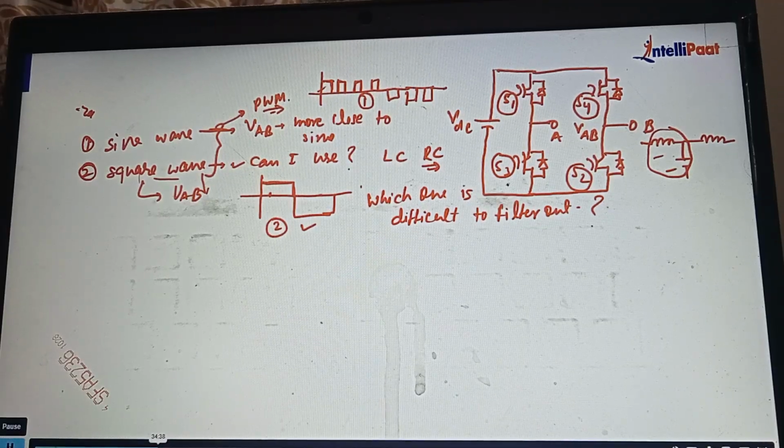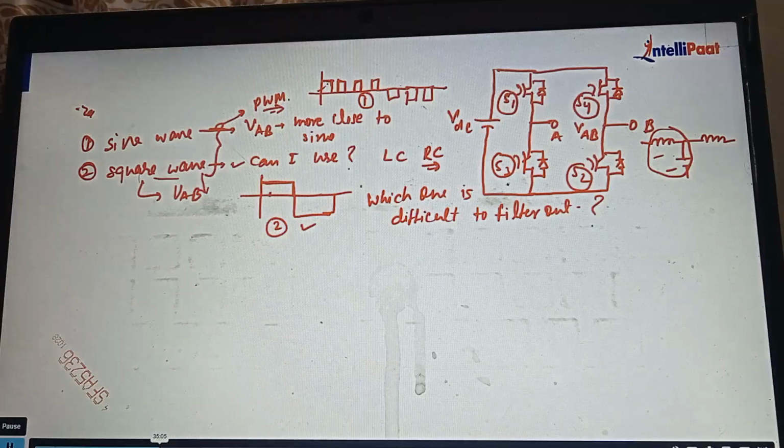So that's why, if you have a square wave inverter, you will not be able to filter it out. That's why people are going with pulse width modulation based schemes in the case of a sine wave. Are you able to follow? So my question is, how do we generate this type of waveform? That is the main question.